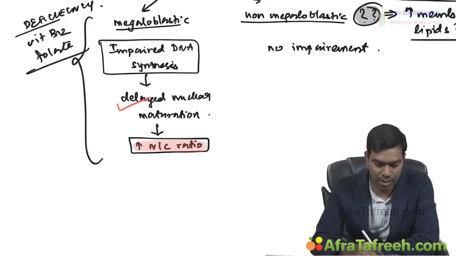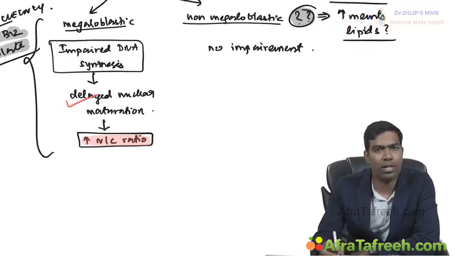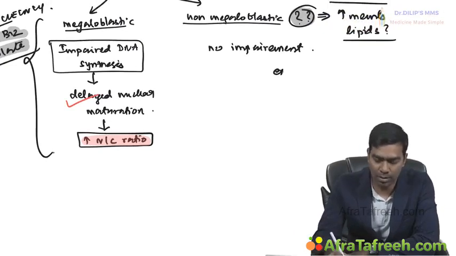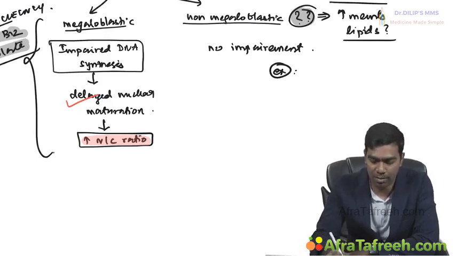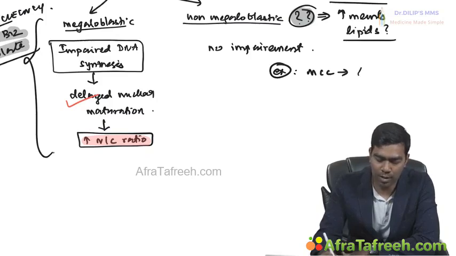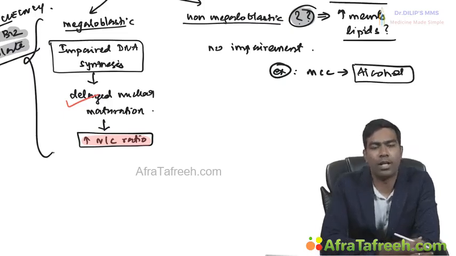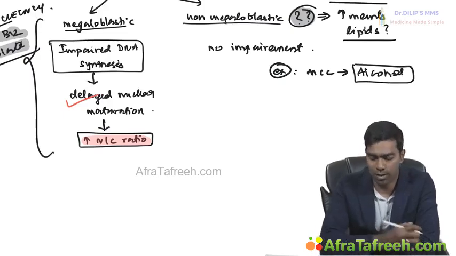But traditionally, B12 and folate deficiency are classic examples. Then if you ask me what are the classic examples of non-megaloblastic macrocytosis, I have discussed in detail in the basics of anemia section, but at the same time, if they ask you the most common cause, the answer must be alcohol. Alcohol is the most common reason why you get a non-megaloblastic macrocytosis.